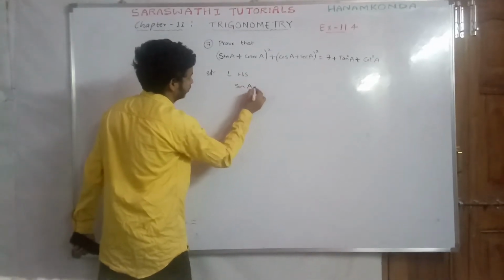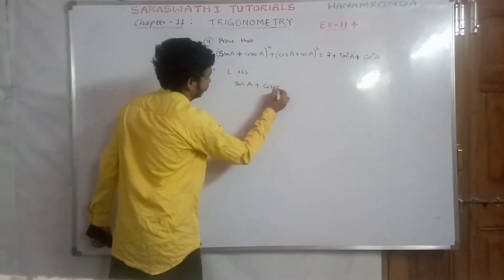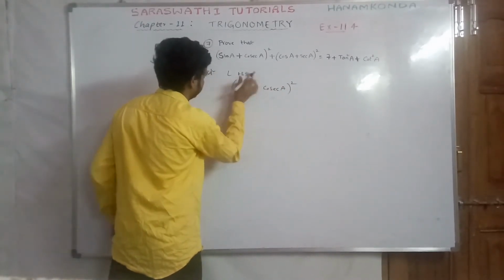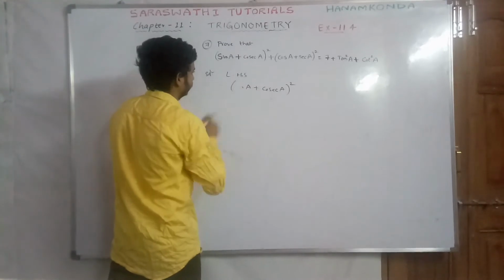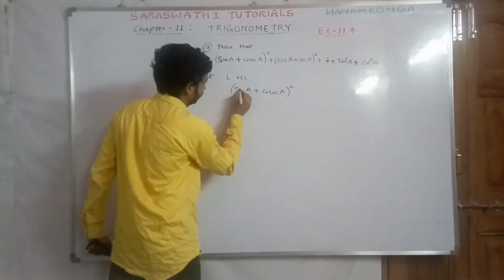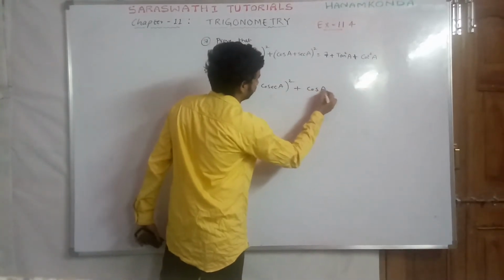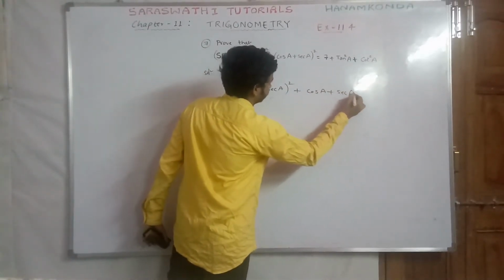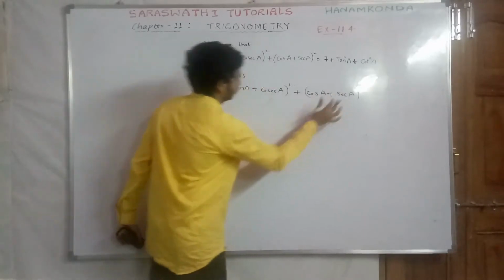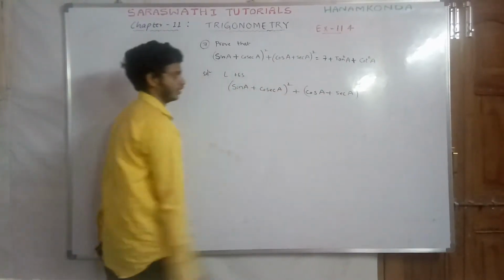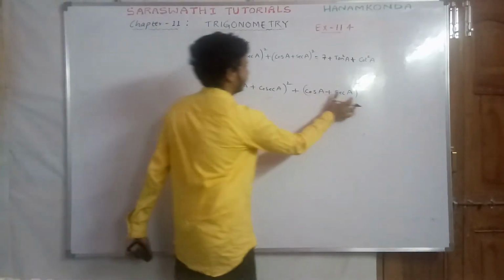(sin a + cosec a)². Okay. So (sin a + cosec a)² it is given. (sin a + cosec a)² + (cos a + sec a)². So this is the given LHS. Okay, so it is of the form (a + b)². Okay, so this is also of the form (a + b)².